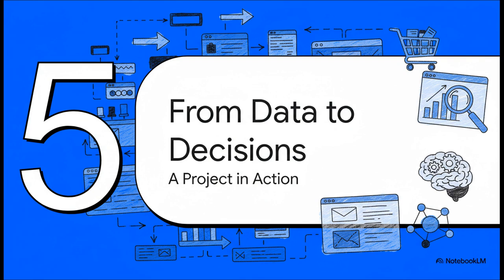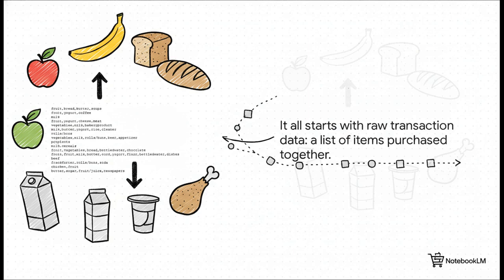So that's the theory, but let's see how this gets turned into a real working piece of software. This isn't just an idea on a whiteboard. This project actually built a tool that generates real insights. So everything kicks off with the raw data, and it looks pretty much exactly like you'd expect, just a long list of shopping trips. Each line is what one person bought.